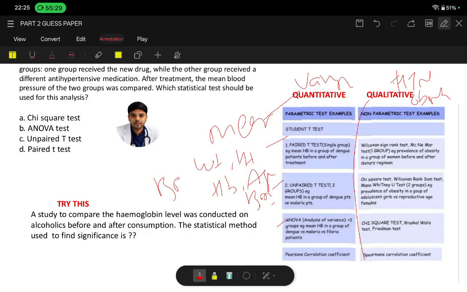Okay? For the paired test, single group t test. Unpaired t test is for 2 groups. ANOVA.